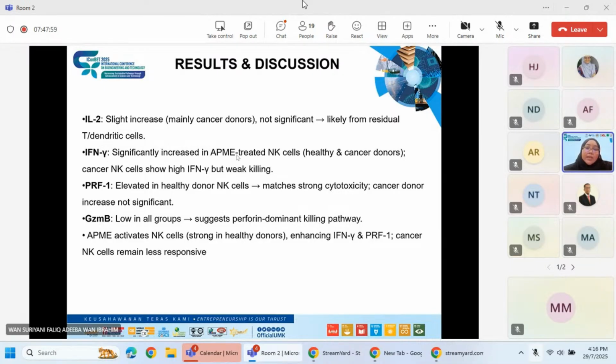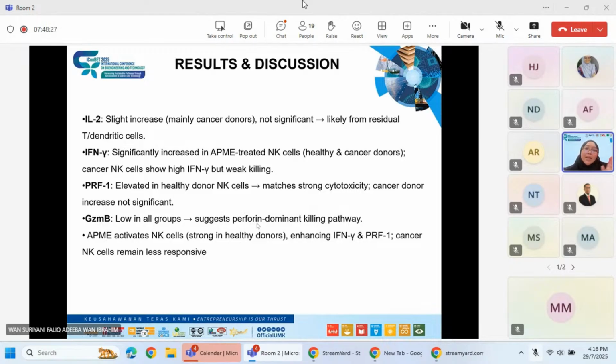Significantly increase in the APME treated NK cells in healthy and cancer donor. But see, as I mentioned earlier, weak killing, it shows less cytotoxicity. Perforin 1 elevated in healthy, cancer matches strong cytotoxicity. Cancer donor increased but not significant. Granzyme B low in all groups suggests that perhaps there's another pathway that shows the killing ability.